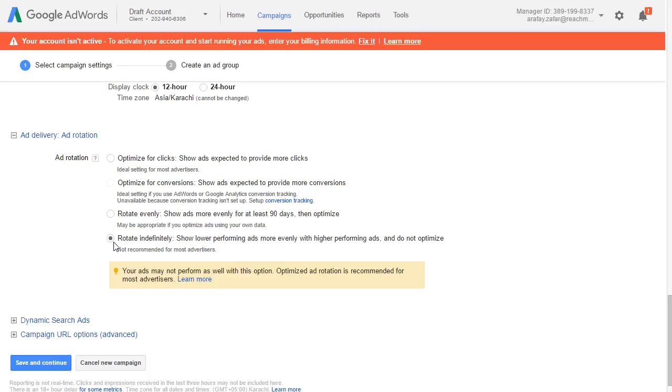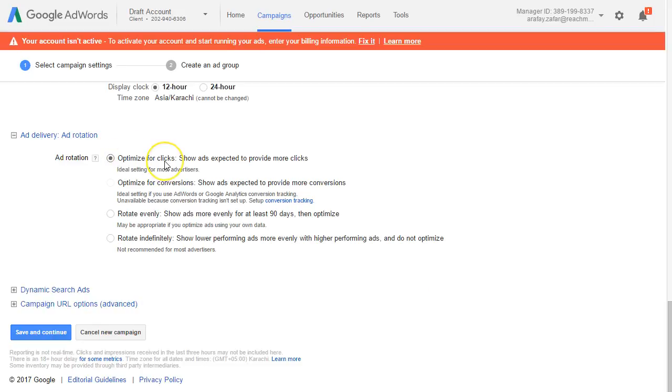If you do not have time to revise your ads at least once a month, once or twice a month, or maybe even once in a quarter, then I suggest you use optimize for clicks. You should not use optimize for conversions even when it becomes available. Right now it's not available because there is no conversion tracking set up. But optimize for clicks is the default option. You should use that if you don't have time to optimize the ad copy at least once every 2-3 months.